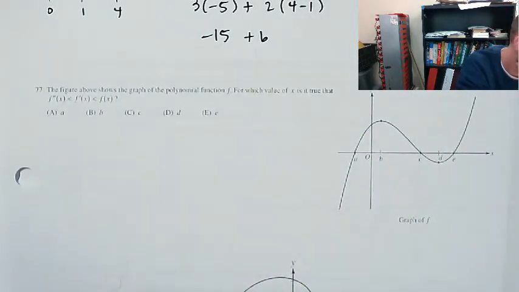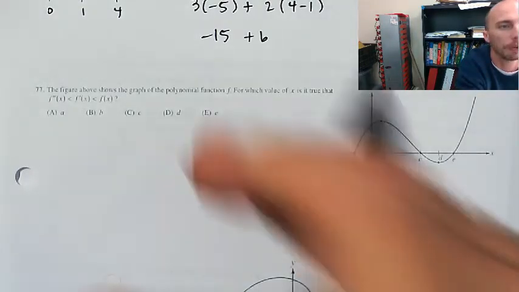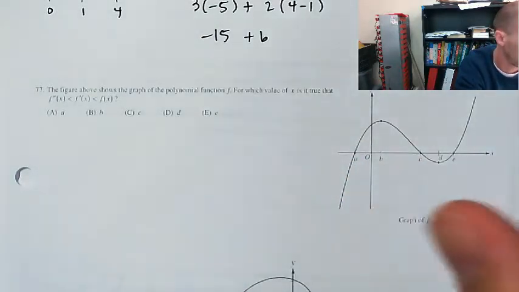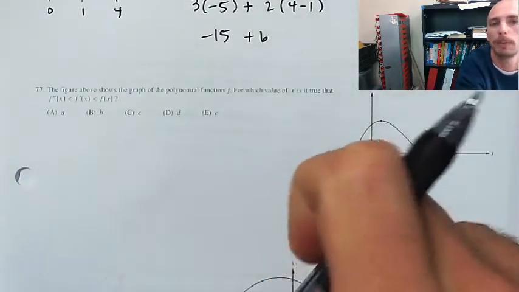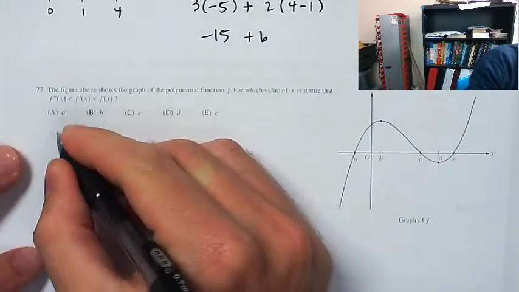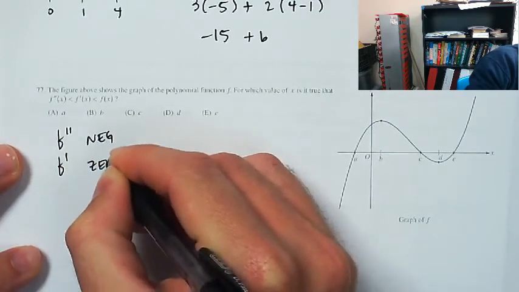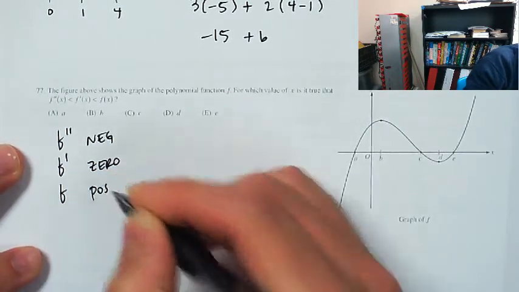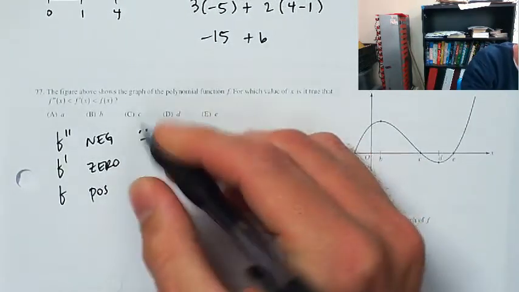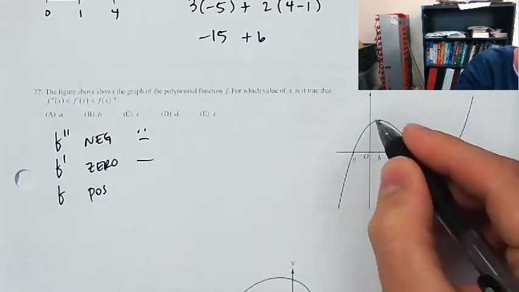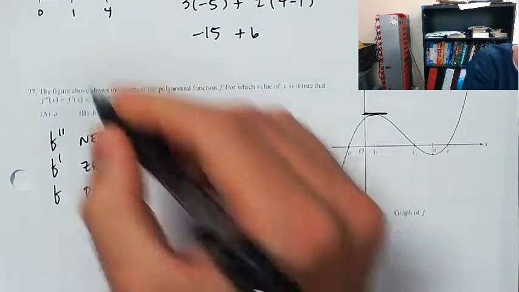For which value of x is it true that f double prime is less than f prime, which is also less than f? And in general, with AP Calculus, when they have these triple inequalities, and there's not really a whole lot of numbers for you to look at, it's going to be positive, negative, 0, right? So I'm looking for a place where f double prime is negative, f prime is 0, and f is positive. Okay, so I'm looking for where the function is sad, flat, and above the x-axis. Sad and flat, that's looking like right there at x equals b.